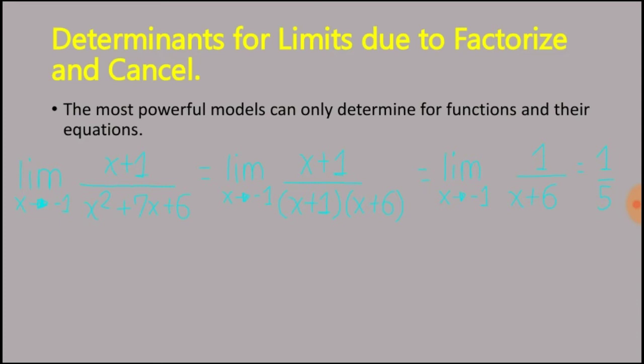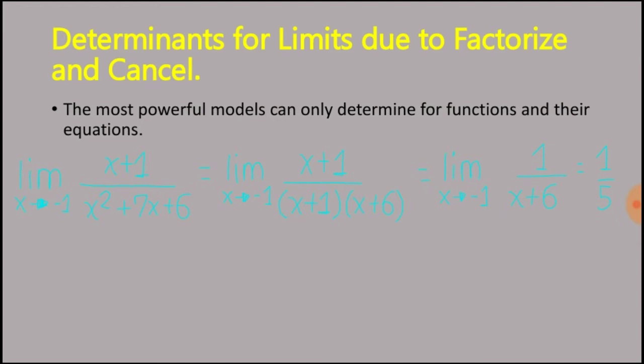The most powerful models can only determine for fraction in their equations, such like the quadratic equation, like ax squared plus bx plus c, which is equal to 0, such like of the polynomials, like limit. For example, limit x approaches to -1, x plus 1 over x squared plus 7x plus 6. Limit x approaches to -1, x plus 1 over x plus 1 times x plus 6, we factorize it. Like this.